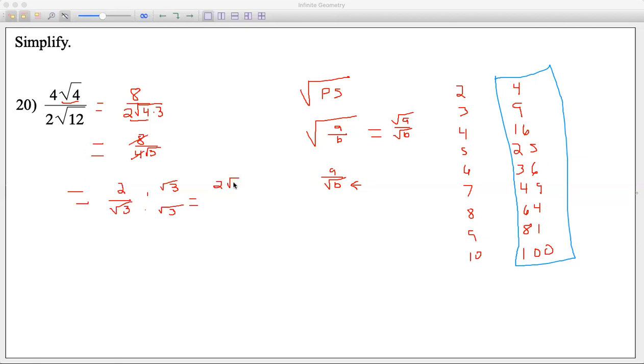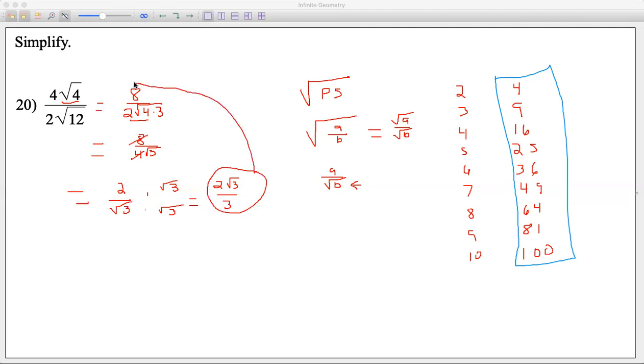2 times the square root of 3 is 2 times the square root of 3. There's nothing to do there. Square root of 3 times the square root of 3 is the square root of 9, which is 3. Square root of 9 is 3. So here is your final answer.